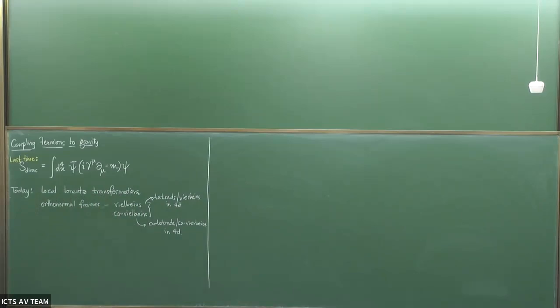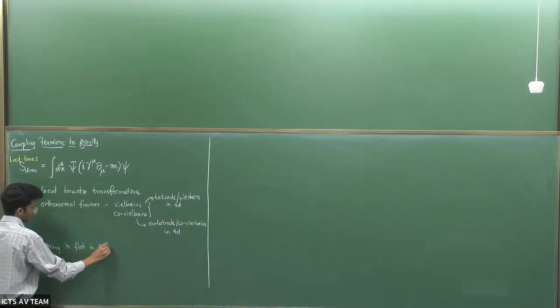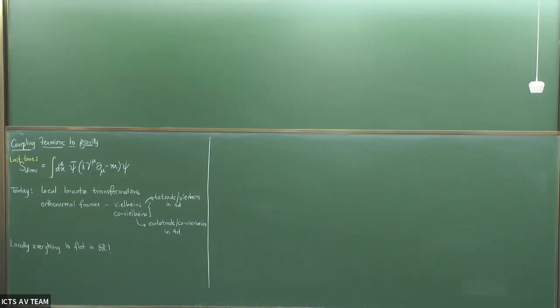So let's first try to understand the statement that locally everything is flat in GR. In order to understand the statement further, I want to revise how we think about vectors, right? What is a vector?